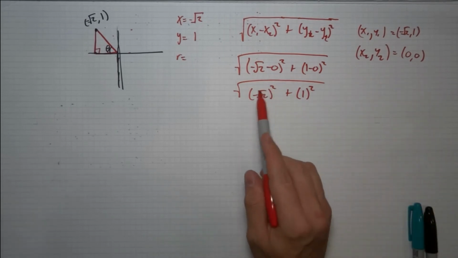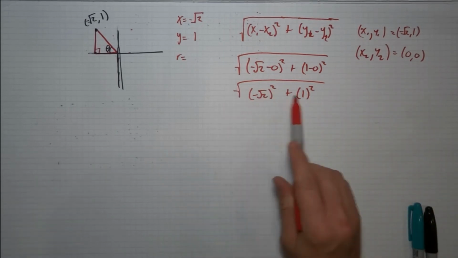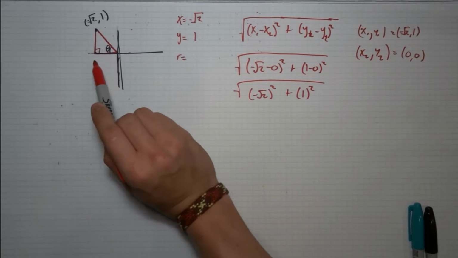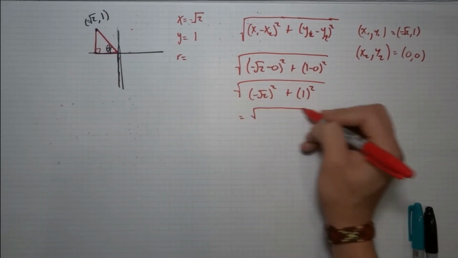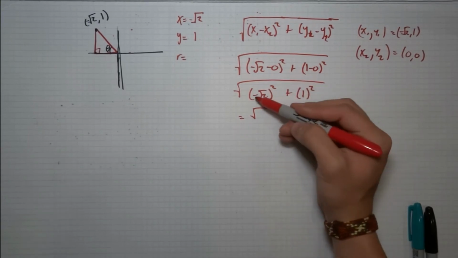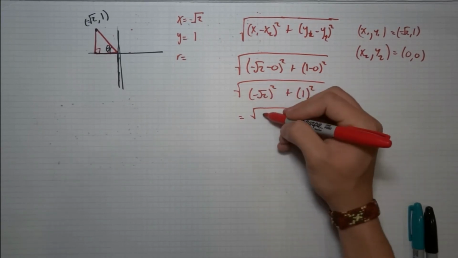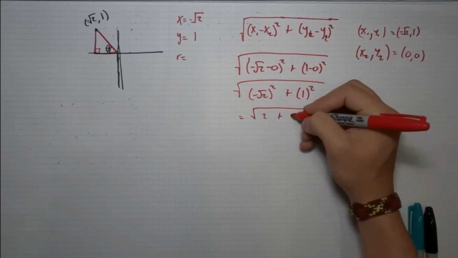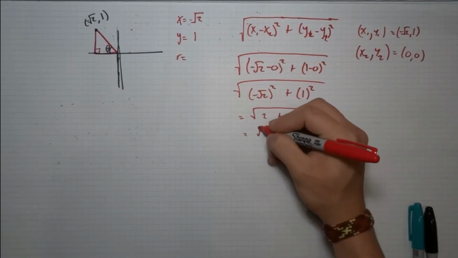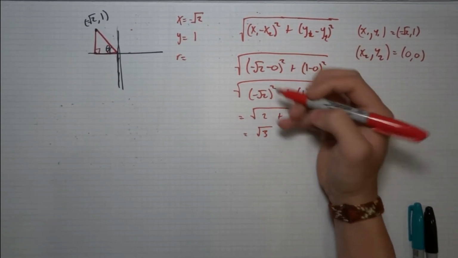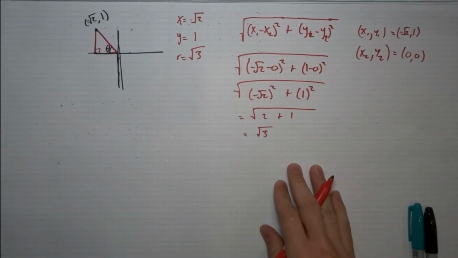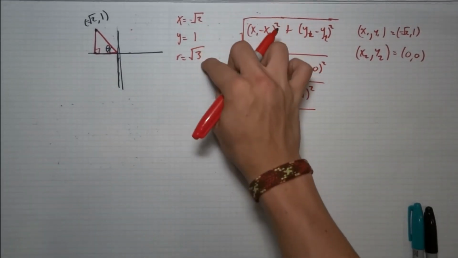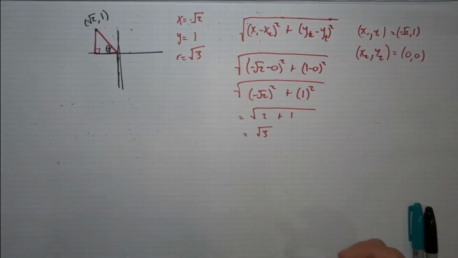So it turns out that we get the square root of the sum of the squares, which is the same thing as the Pythagorean theorem. Just an interesting side note. So when we're finding this, negative square root of 2 squared is just 2, and then 1 squared is 1, so we get r equals the square root of 3, which is what we just went through and found. Alright, now we have x, y, and r, and we're ready to find all of our trig functions.